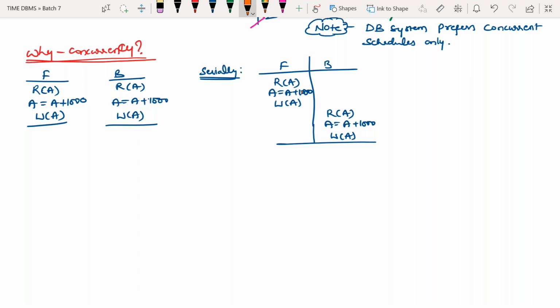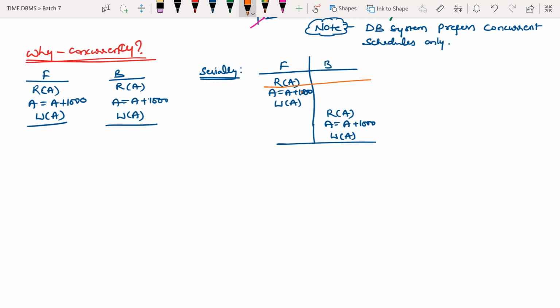Now, assume the execution of each operation takes 1 unit of time. 1 unit means like 1 second or 1 millisecond or 1 microsecond. Sometimes it may be milli or microsecond. Suppose F started, then B started, and each operation takes some unit of time. Here I will be using a vertical bar as a timing.